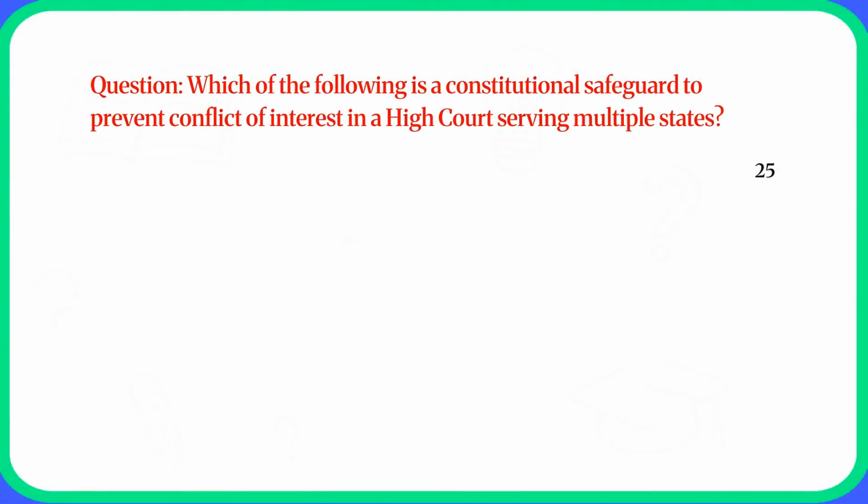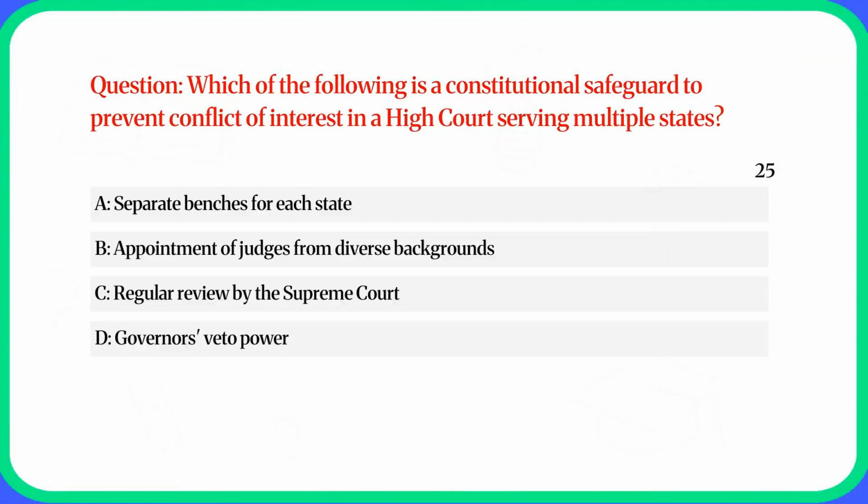Question: which of the following is a constitutional safeguard to prevent conflict of interest in a High Court serving multiple states? Answer: A. Separate benches for each state.